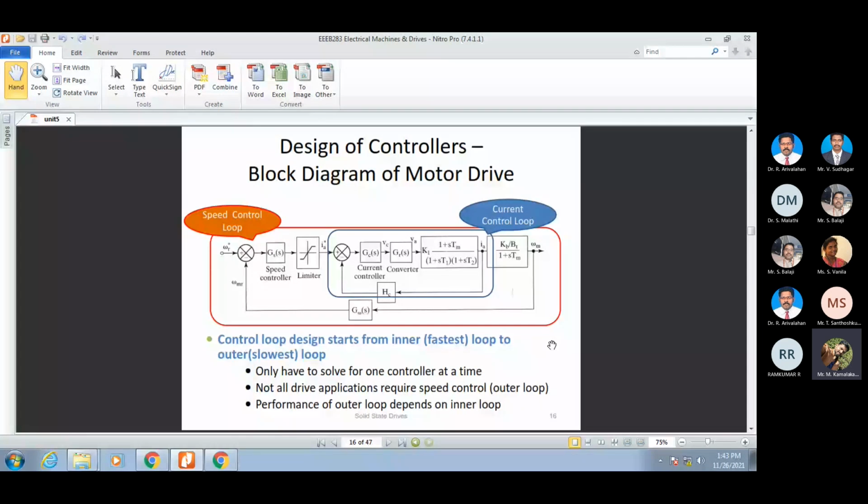We also saw the several loops involved: the innermost current loop, the outer speed loop and the outermost position loop. In that, the current loop plays the vital role, then the speed loop, and then the position loop. We neglected the position loop and concentrated only on the current loop and the speed control loop.